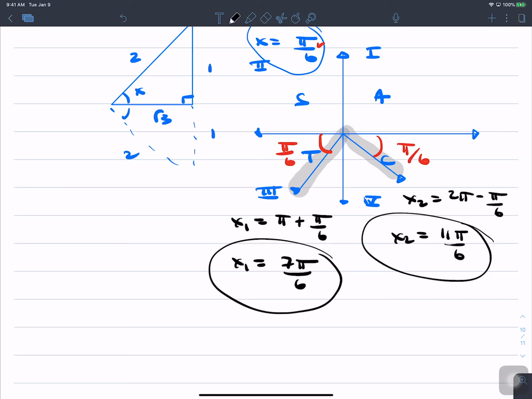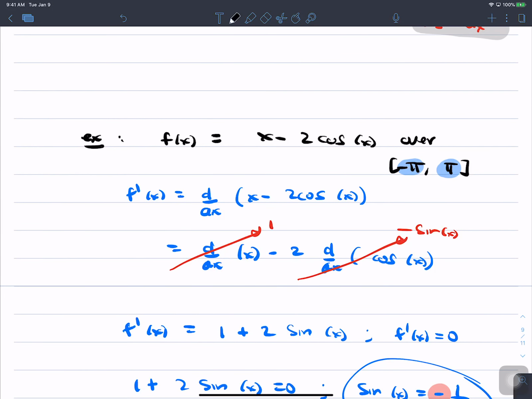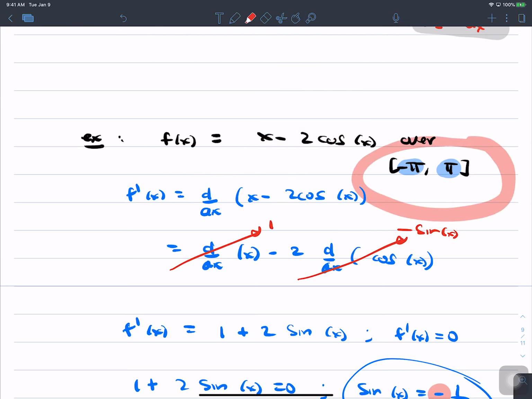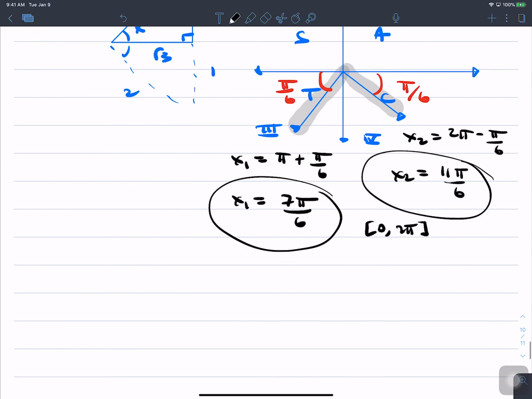However, ladies and gentlemen, these are my solutions if my interval is 0 to 2 pi. The problem is they want solutions in this interval. I'm going to paint it red. Negative pi to pi. All right, so we're going to have to consider that interval. So negative pi to pi, we have to find the coterminal angles.